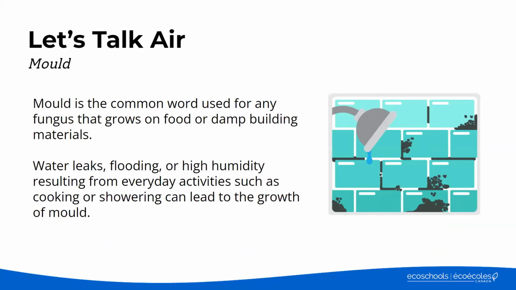We'll now move on to talking about mold. Mold is a common word for any fungus that grows on food or damp building materials. Mold can grow in damp or wet areas in a building caused by water leaks, flooding, or high humidity that results from everyday activities like cooking or showering. It can grow on wood, paper, fabrics, drywall, and insulation.